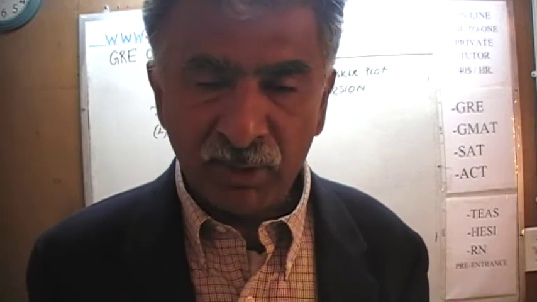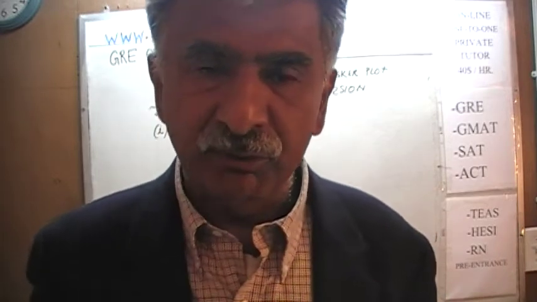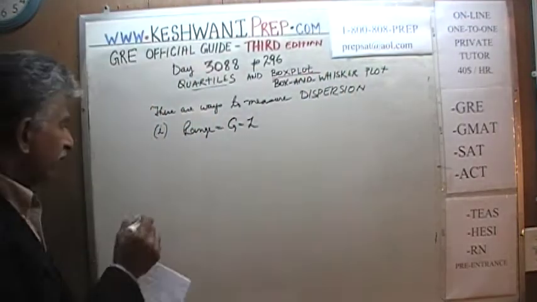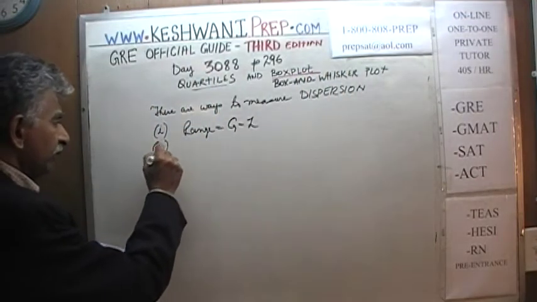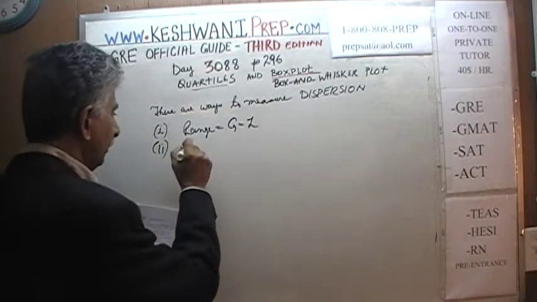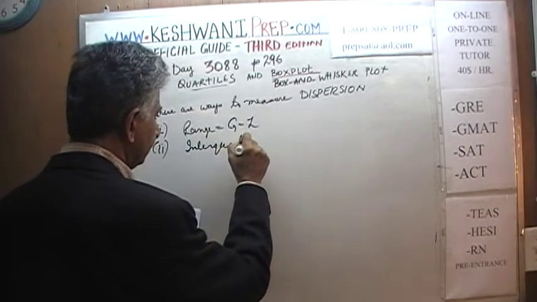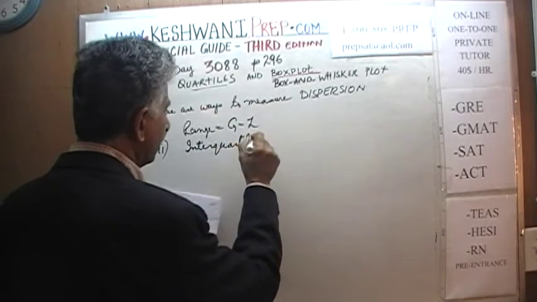Which means there's a lot of variety there, a lot of variation. It's very dispersed. There are some people who did very poorly, and maybe there are some people who did very well. So it does give you some idea. Do you understand? The next one, which is actually a little bit better, a little bit more sophisticated tool, is what we call the interquartile range.